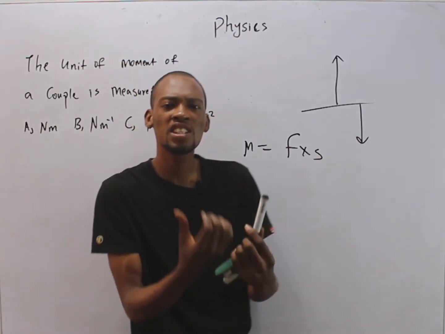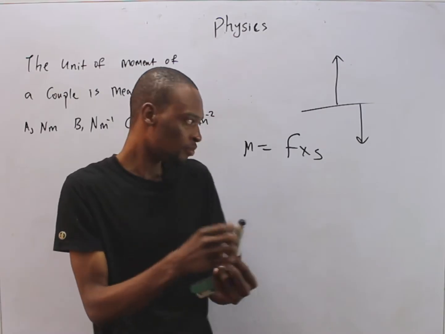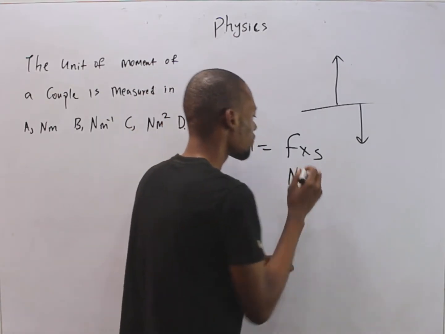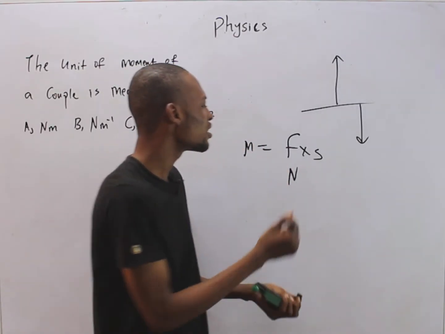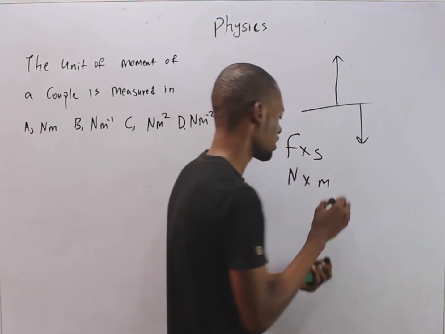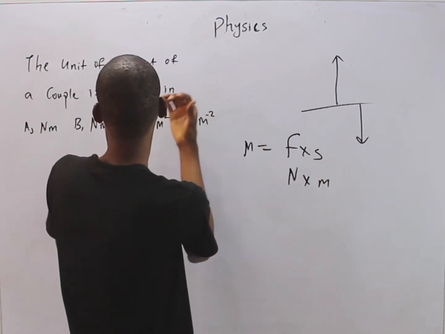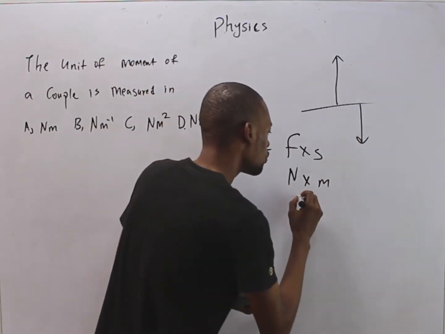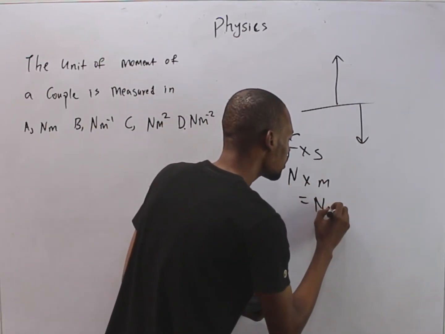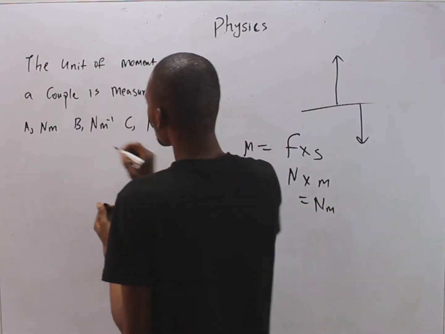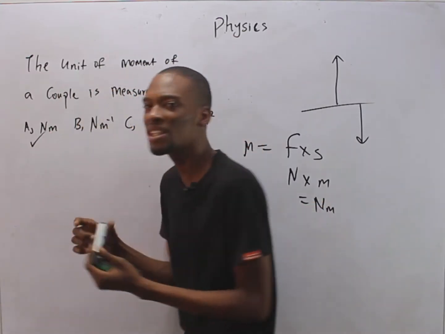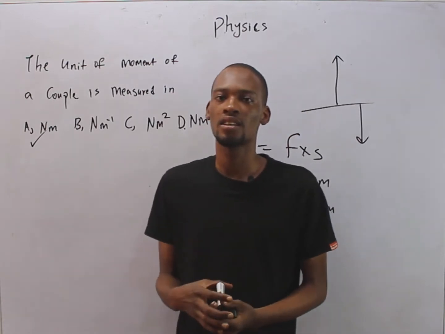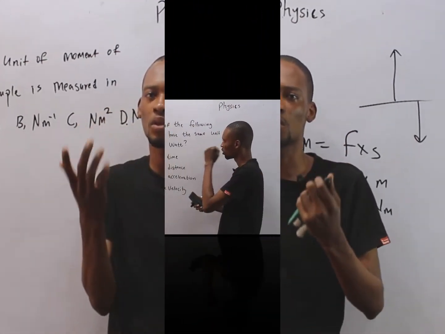Now, force is measured in Newton, and distance is measured in meter. This means the unit of moment of a couple is simply Newton times meter, which is equal to Newton meter. And that is option A. Newton meter is correct. Let's take a look at the next question.